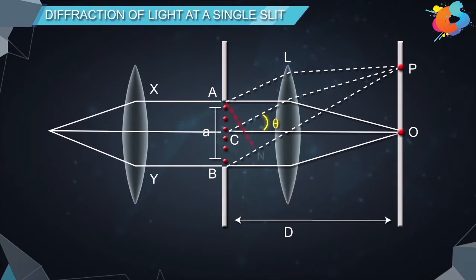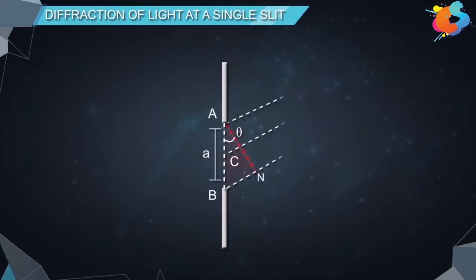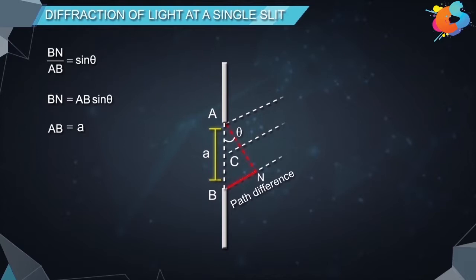Now let us draw a perpendicular AN from the point A to this ray diffracted from B. Now the distance BN gives the path difference between the secondary waves from A and B reaching point P. From triangle ANB, BN by AB is equal to sin theta, and BN is equal to AB sin theta. Since AB is the slit width, which is equal to a, and BN is the path difference, therefore the path difference is equal to a sin theta.